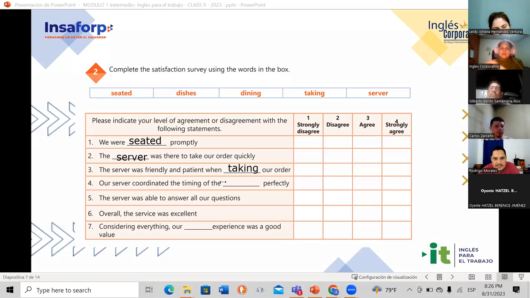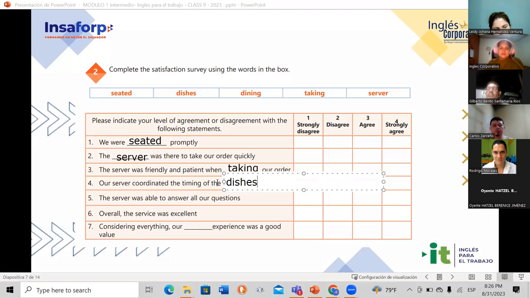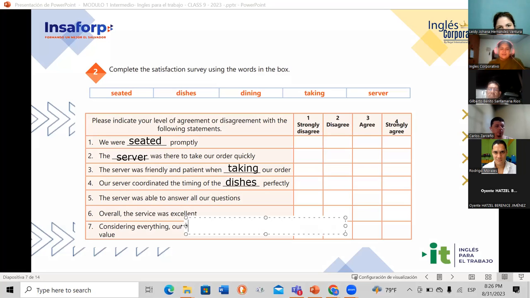Dishes. El tiempo que iban a estar listos. Okay. The server was able to answer all our questions. Overall, the service was excellent. Considering everything, our dining experience was a good value.